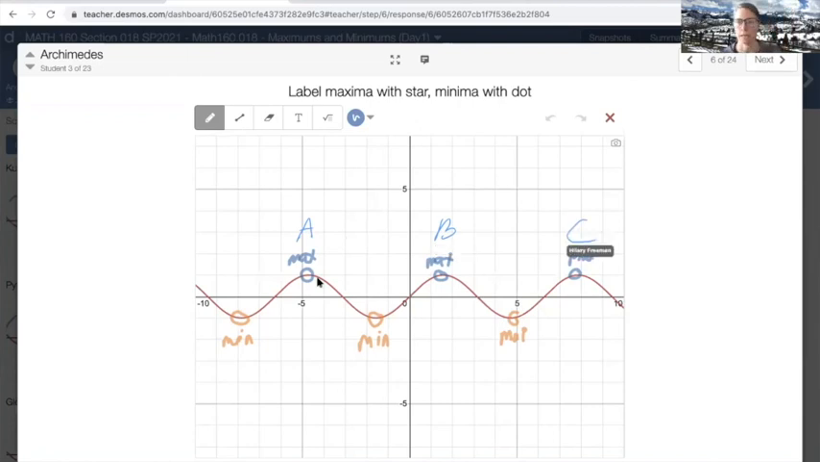What's the maximum at A? What's the maximum at B? And what's the maximum at C? So how many maximums do we have? How many maximum values do we have? You're telling me one for all of them. So I'm only seeing one maximum.